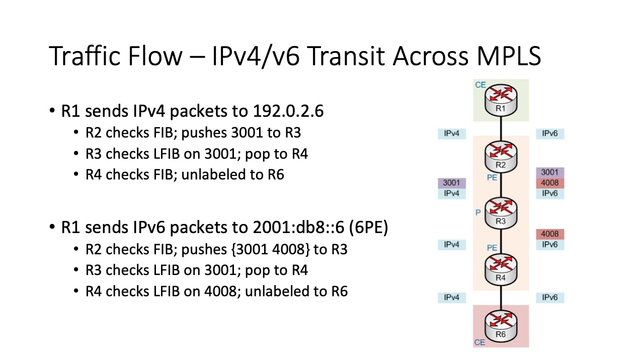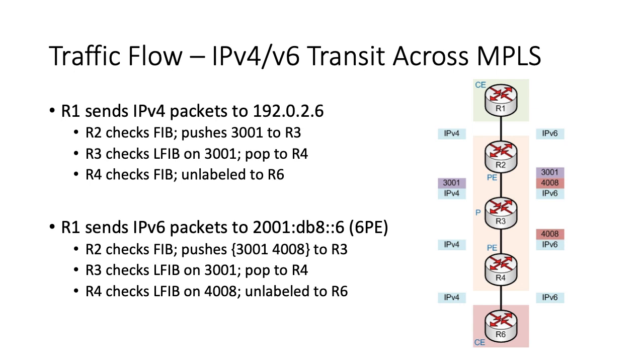IPv6 transport requires a BGP label exchange between PEs, which is sometimes called 6PE. When R2 receives an IPv6 packet towards R6, it will perform a FIB lookup and push two labels. The bottom label is allocated by BGP and is mapped to the final IPv6 destination of R6, allowing the egress PE to perform a label FIB or LFIB lookup.